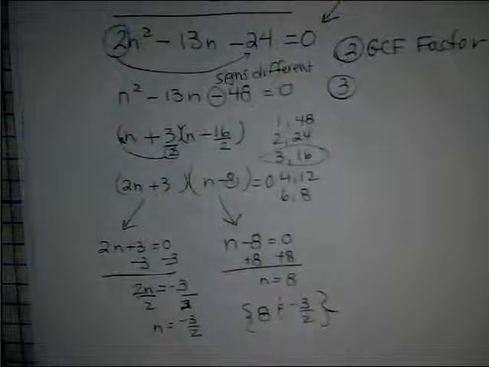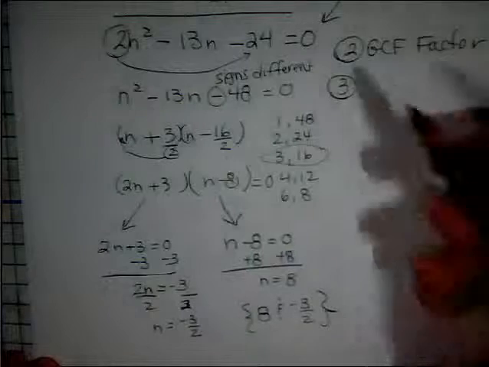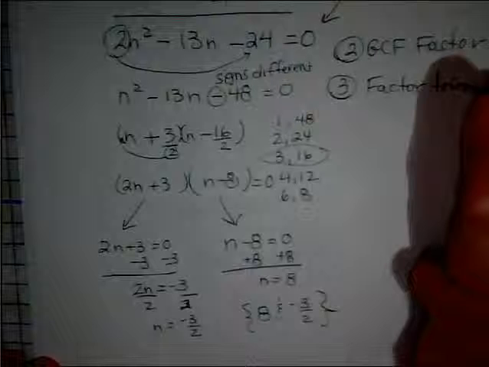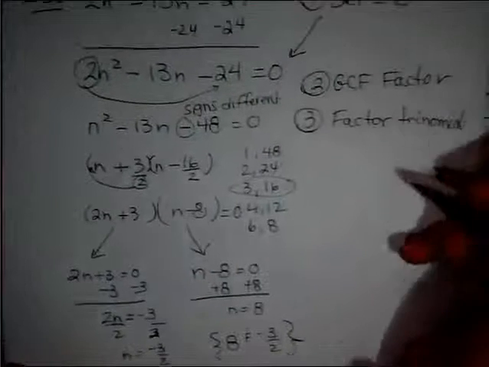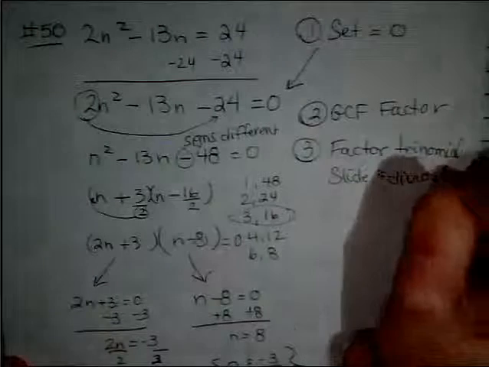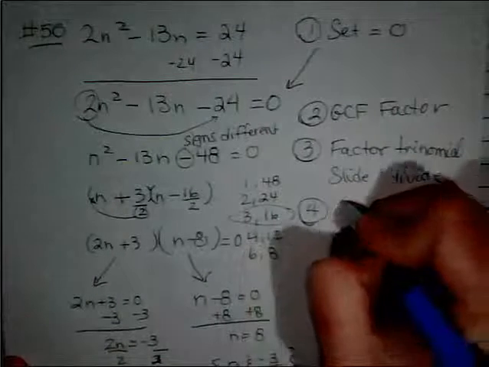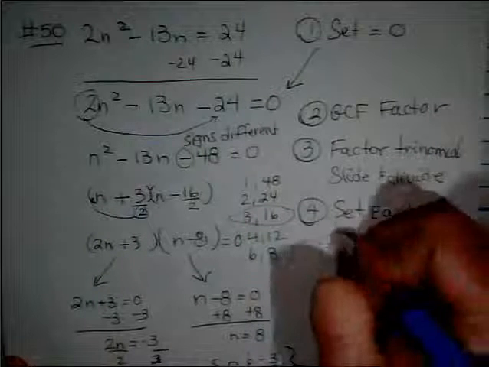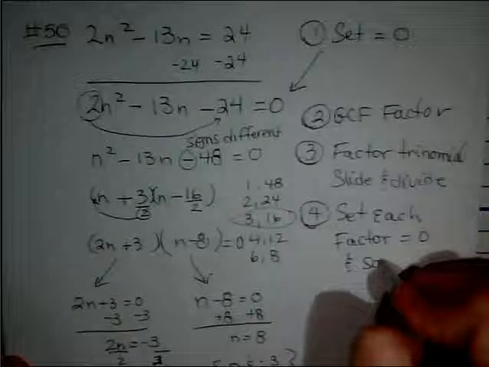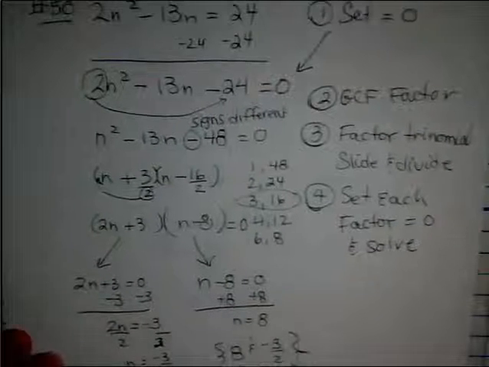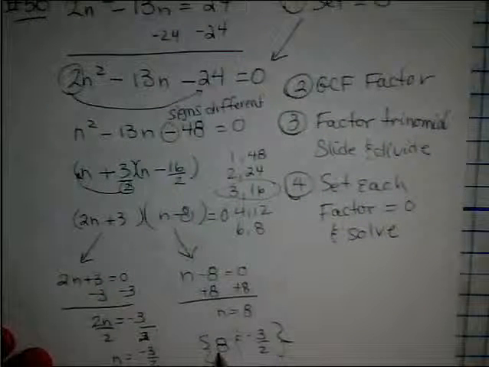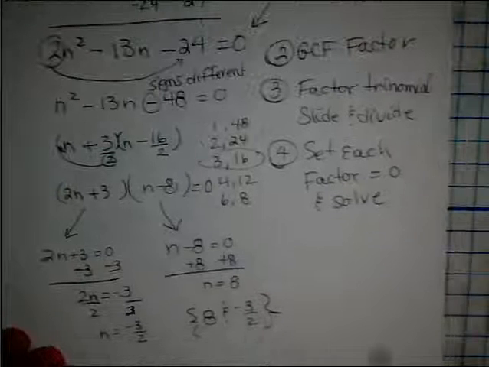So pretty much that's your process: we set equal to 0, GCF factor, then we need to factor the trinomial. Your options there would be slide and divide. And then set each factor equal to 0, and solve. So these are the two places. If I were to graph this equation right here in my calculator, it would cross at 8 and negative 3/2. Those are my two solutions.